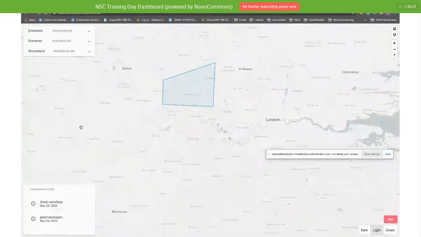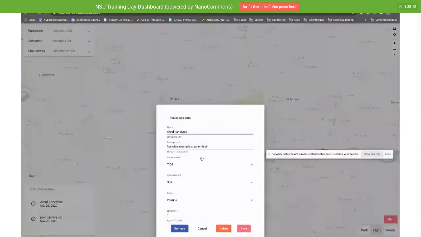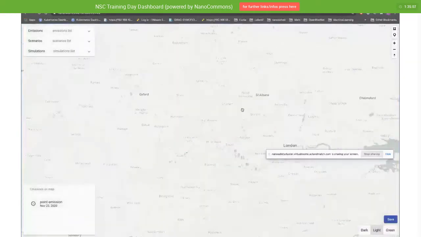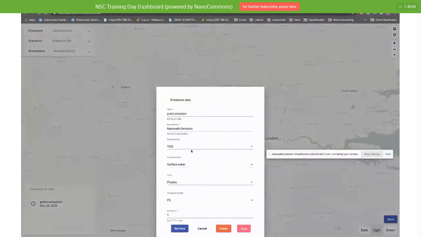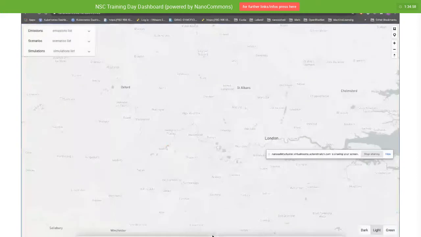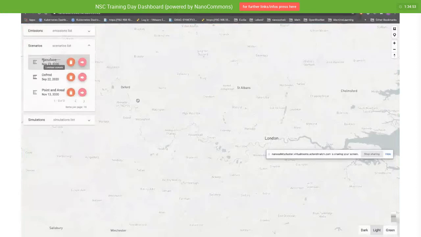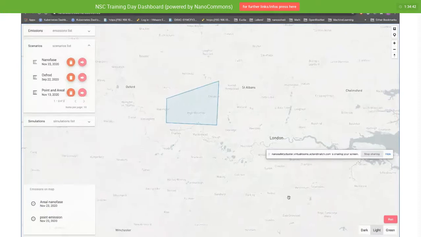Let me show again something. I can go upon the emission and change, remove from the map and do whatever I want. Then again, I have one emission which is not stored in a scenario, so I can save again a scenario. Now I don't have anything, so I don't have a save. I have the scenario, a personal scenario list that the user has created. So then again, I can use that scenario to run the simulation.